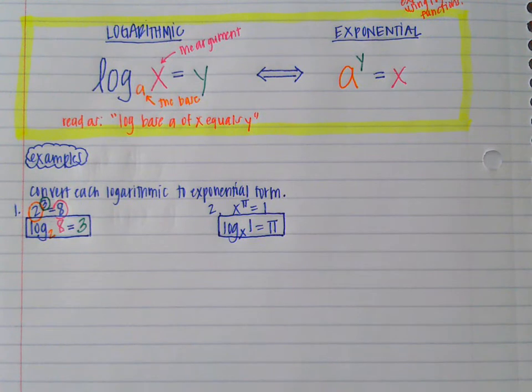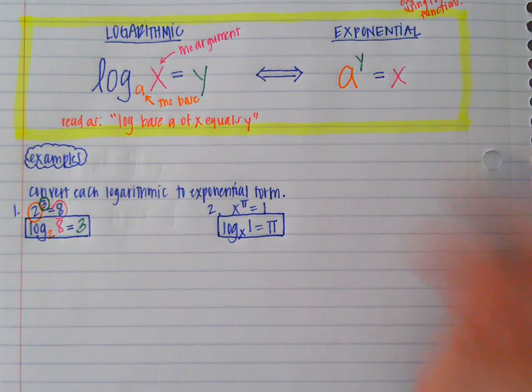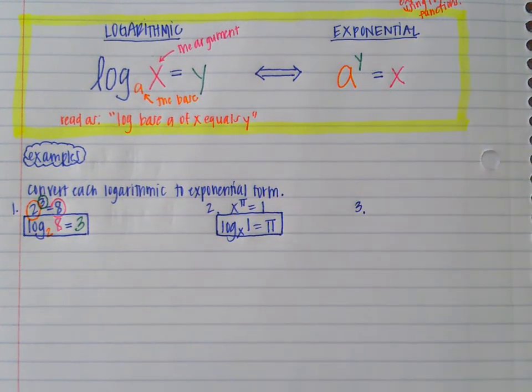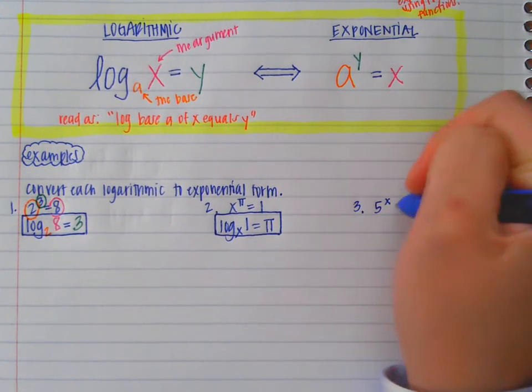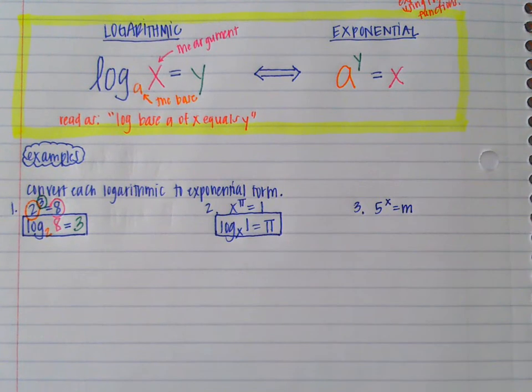Okay, so what I want you guys to do, I'm going to write 3, and I want you to try this one on your own. So 5 to the x equals m. Take that exponential and rewrite it as a logarithmic. So try this, pause it, come back, see how you did.